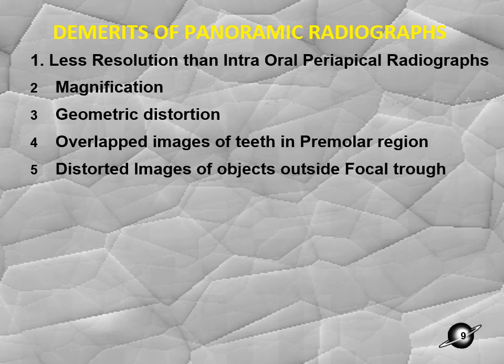Magnification: it doesn't show the actual size. Suppose the length of a molar is around 30 millimeters, it shows it as larger. It exactly doesn't show its own size. Again, geometric distortion: it doesn't show its actual shape. And overlapping, that is, at the premolar region, the teeth will overlap on each other, where we need to identify any pathologies of the premolar region. We find it difficult.